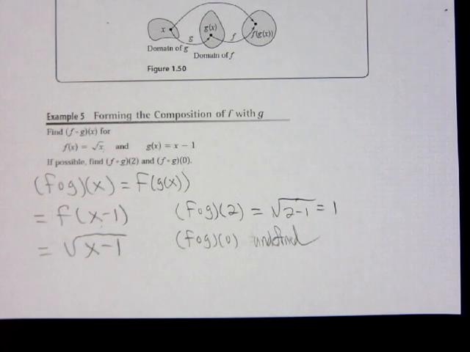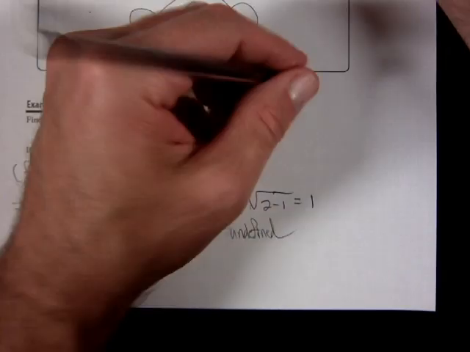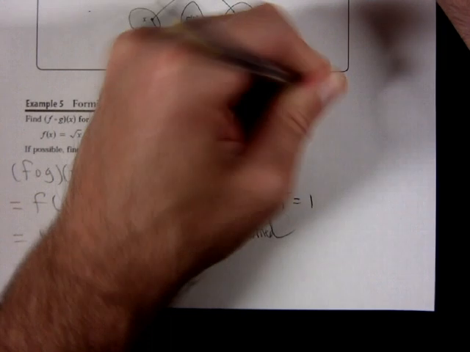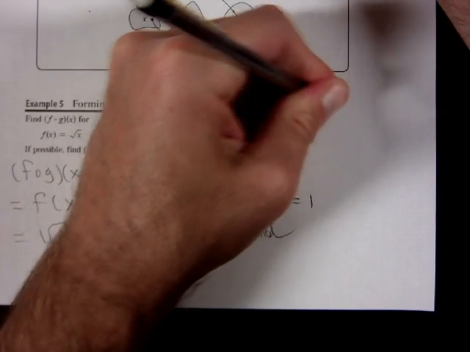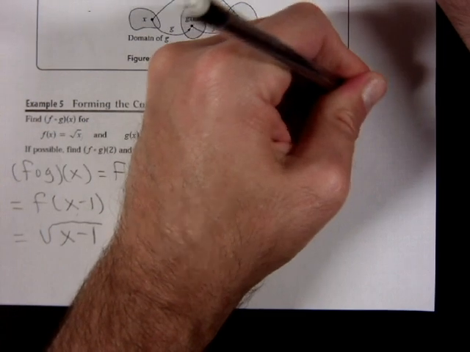And again, this is kind of how the domain of the composition comes into play here. To evaluate this, let's start by looking at the domain of g of x. So let's start with the first function and talk about the domain of that one. So let's look at g of x.